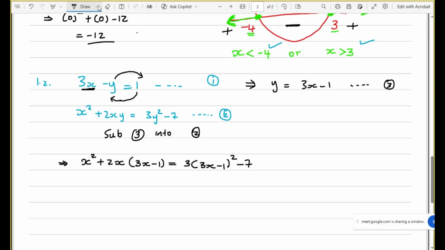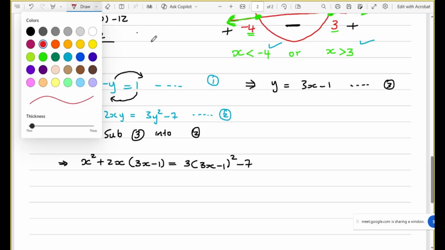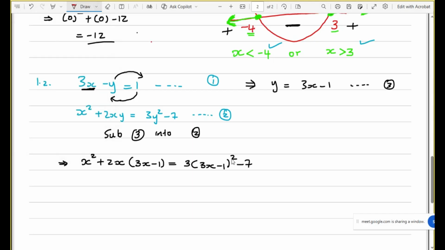So the first common mistake that you guys make is that when you do the substitution, you forget the y squared, that the y is squared. You just write this bracket without including the squared on top. Then you start losing marks. Everything that you are doing now is wrong. That's the first common mistake that you guys make.